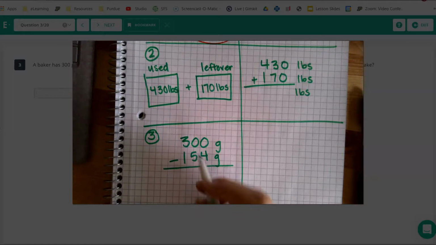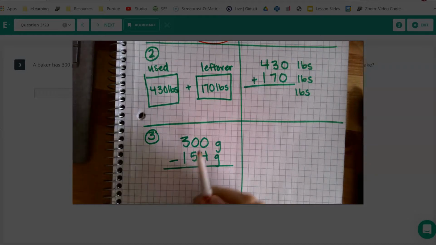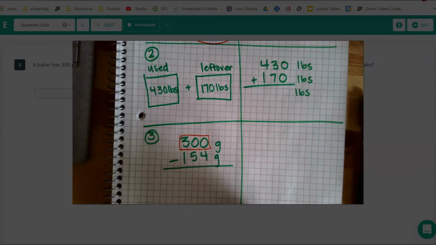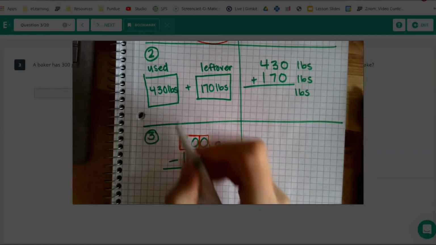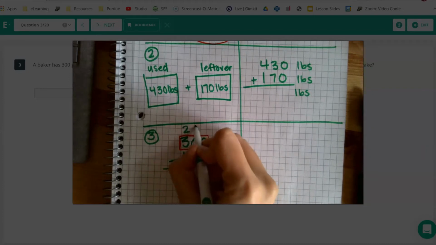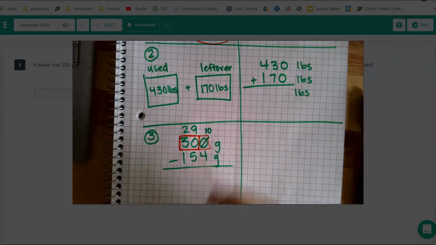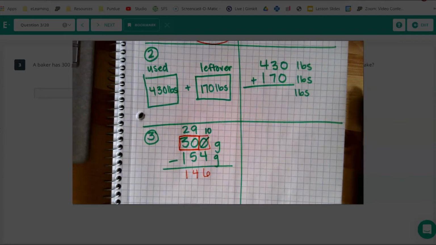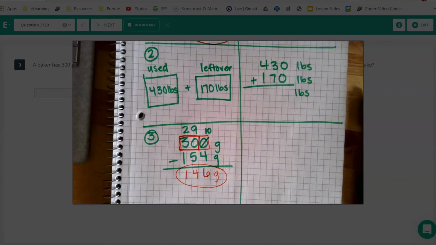Now I'm going to use that box trick to answer this one. 0 minus 4, I can't do that. So this is subtracting across zeros. This only works when you subtract across zeros. I box the rest of it. Take 1 away, so what's 1 less than 30? 29. And make this a 10. 10 minus 4 is 6. 9 minus 5 is 4. And 2 minus 1 is 1. That was my leftover in grams. Go ahead and write that out, and you can move on to the next activity for today.